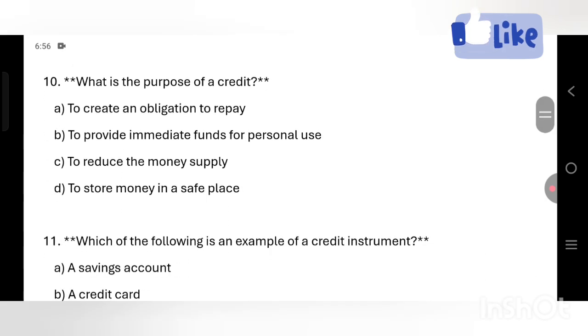Question number 10: what is the purpose of a credit? These questions might appear in your exam. Option A, to create an obligation to repay. Option B, to provide immediate funds for personal use. Option C, to reduce the money supply. Option D, to store money in a safe place. Correct answer is A, to create an obligation to repay.